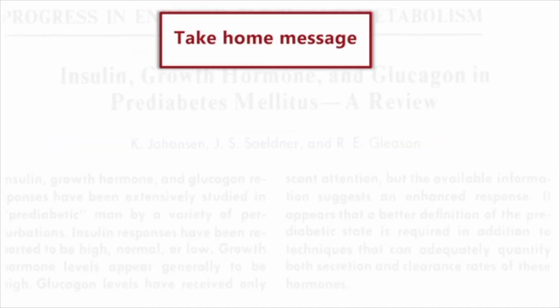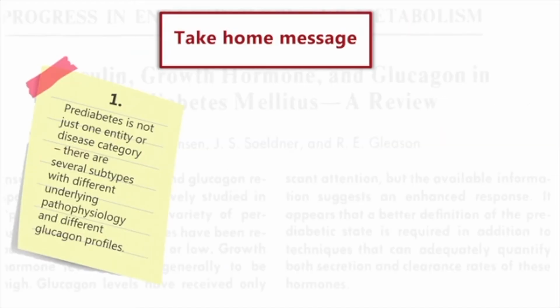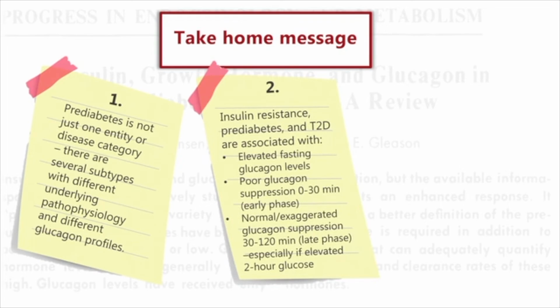So, take-home message. Prediabetes is not just one entity or one disease category, but there are several subtypes of prediabetes which all have different underlying pathophysiology and also very different glucagon profiles.